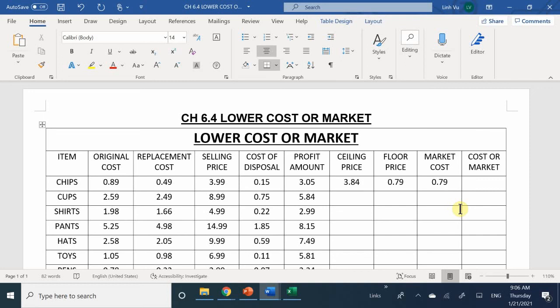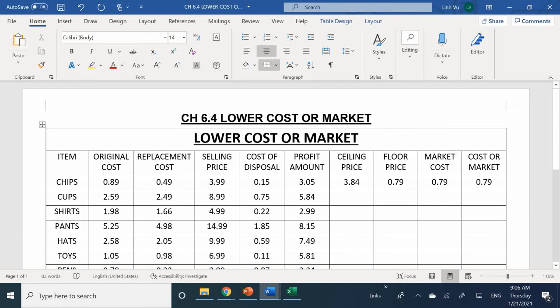Now we're going to determine which one is actually lower: the original cost, which is 89 cents, or my market price, which is 79 cents? Market. So here I determine that the replacement cost is too low, so I go to the market to get a better understanding of how this should be. And we determined that it lost 10 cents in value instead of a whole 40 cents. All right, let's look at the next example.